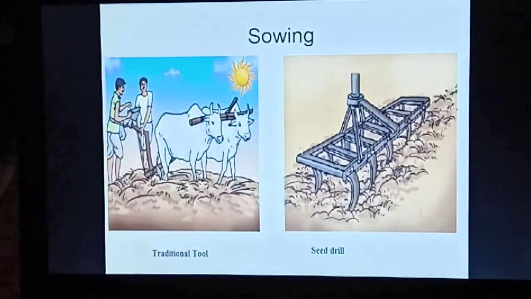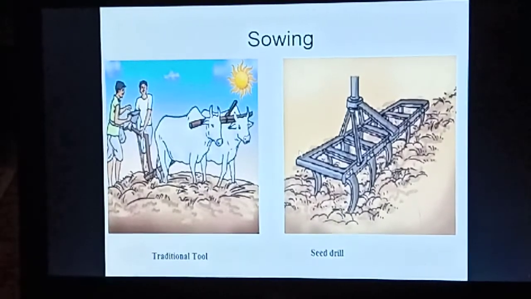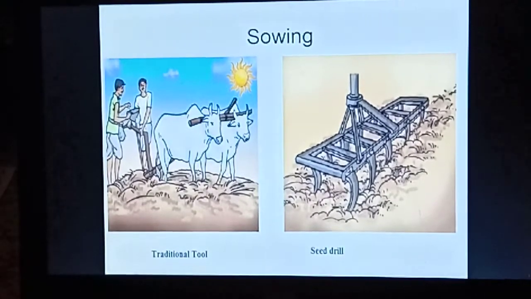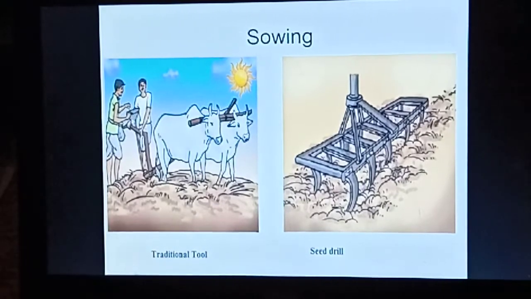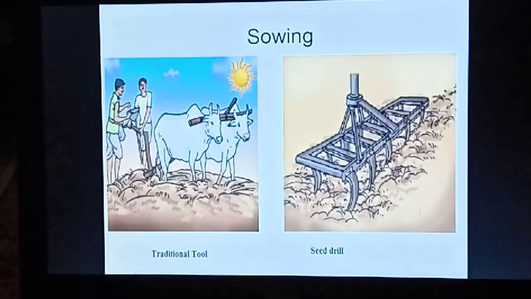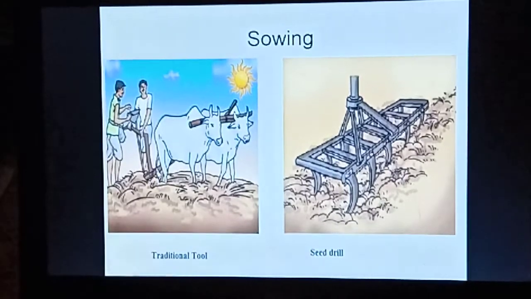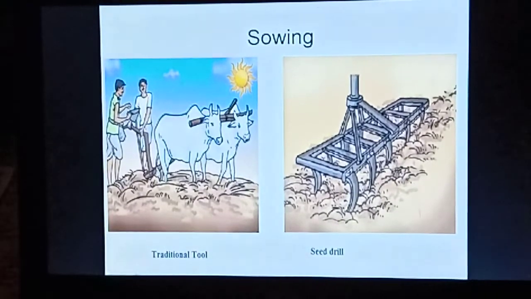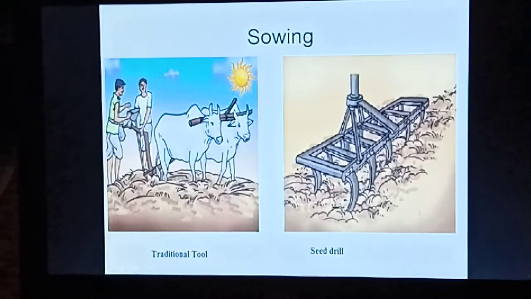This is sowing. Sowing means putting the seeds into the ground. These are mainly traditional tools. Our traditional tool, you can see here, is a funnel. Here is a pipe, and this farmer is putting in the seeds, and all these seeds are going into the ground and growing. These are bullocks pulling the plow, moving it ahead.